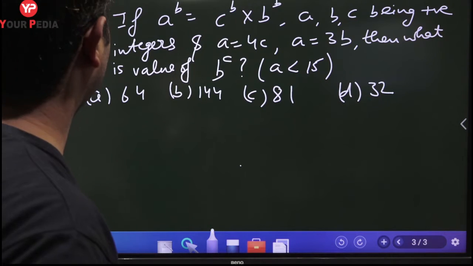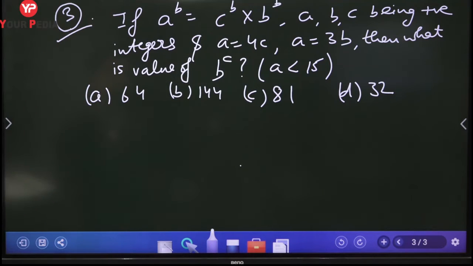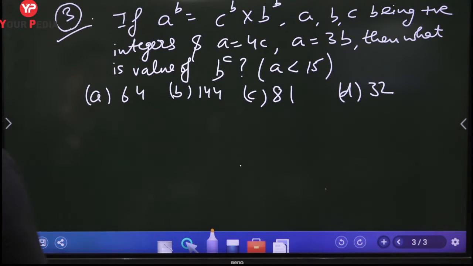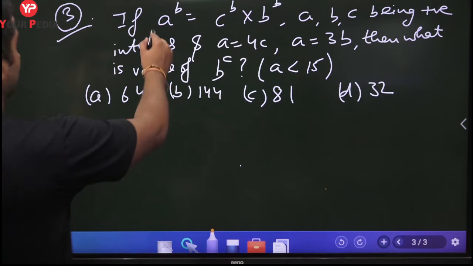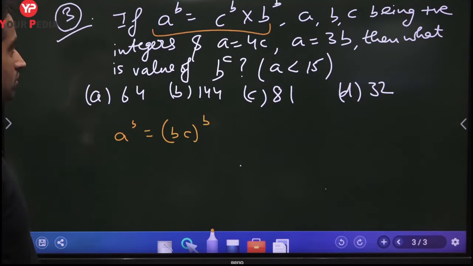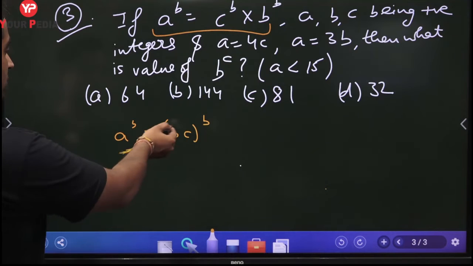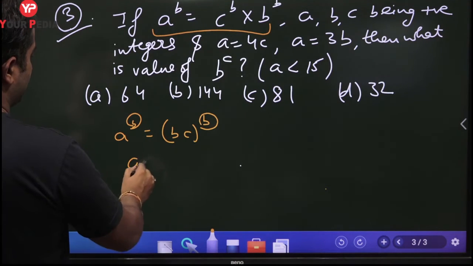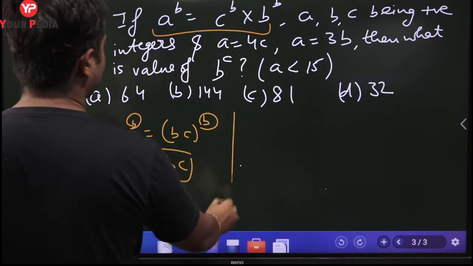Yes, let's try to solve this question. a power b is equal to b power b into c power b, a, b, c being positive integers, and a is equal to 4c, a is equal to 3b, then what is the value of b power c? A less than 15, the condition you are given with. So when you compare this, a power b is bc whole raised to power b. Yes or no? When you split it, that is b power b into c power b, so a is equal to bc.